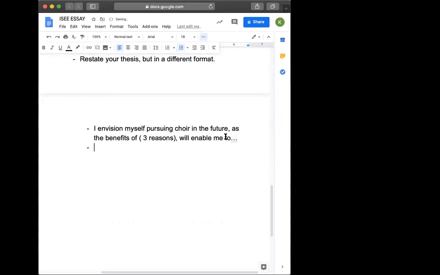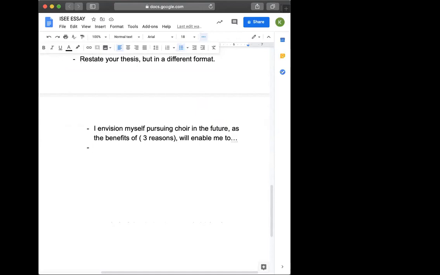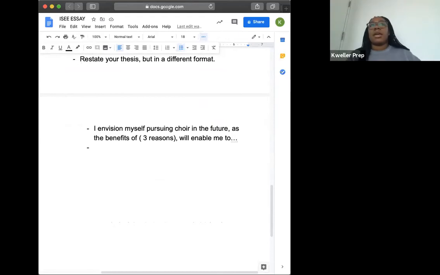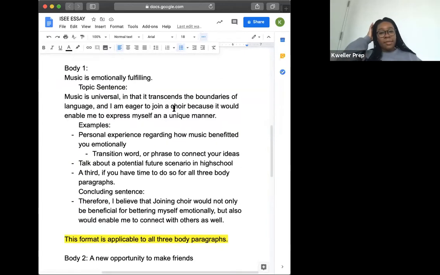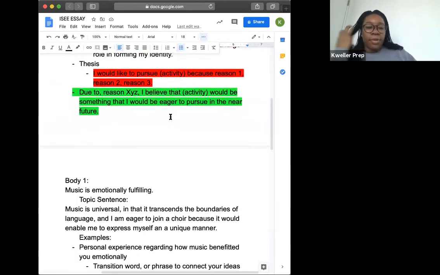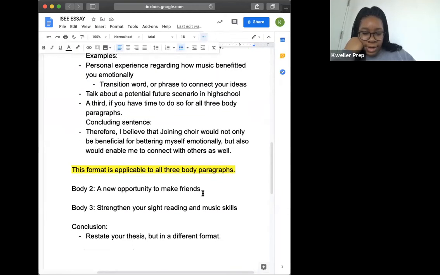Kai, do you have to restate your reasons in the last paragraph, or can you just kind of summarize it without being so specific? Okay, so here's the thing. When you're restating, I don't want you to say the exact same things that you've said before. And you can even blend them together in different ways. So, for example, our three examples are emotionally fulfilling, a new opportunity to make friends, and strengthening reading music skills.